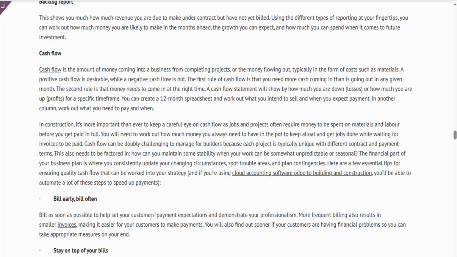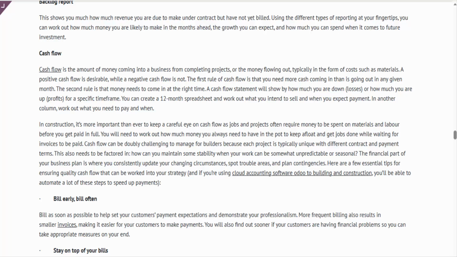A cash flow statement will show by how much you are down, losses, or how much you are up, profits, for a specific time frame. You can create a 12-month spreadsheet and work out what you intend to sell and when you expect payment. In another column, work out what you need to pay and when.